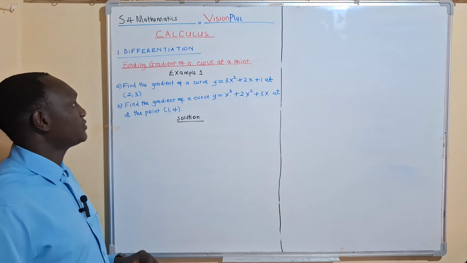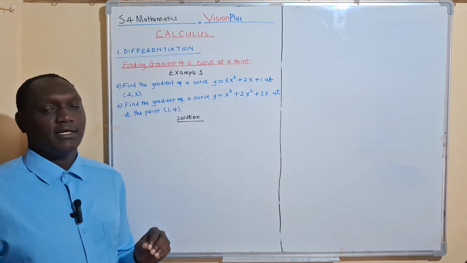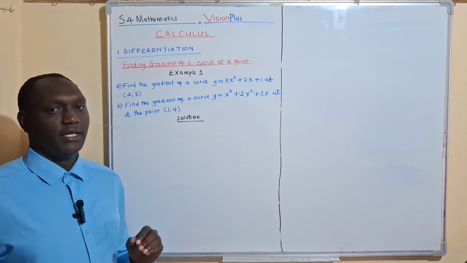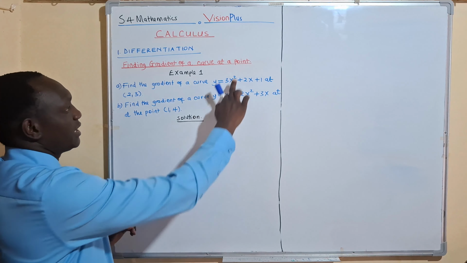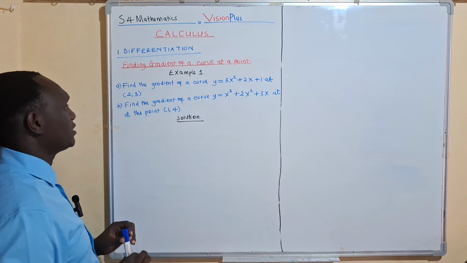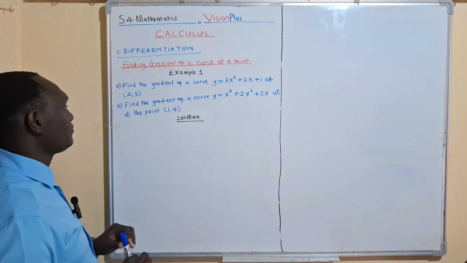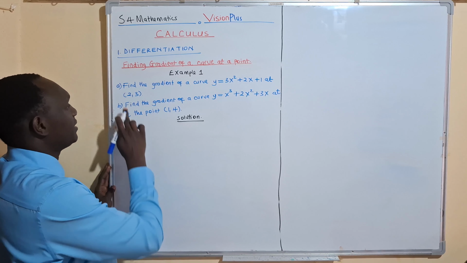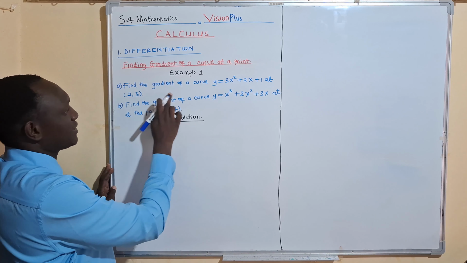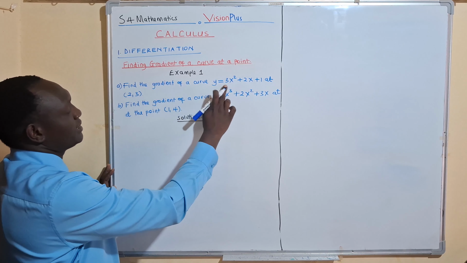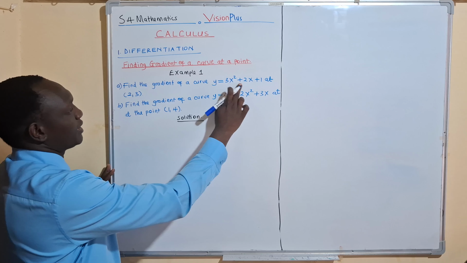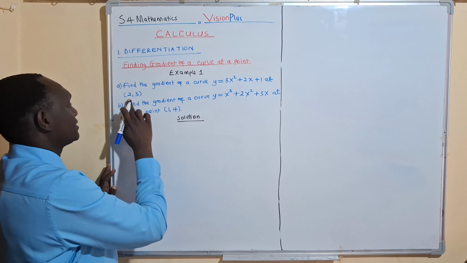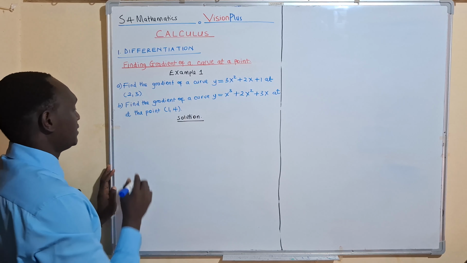Today we want to see how we can find the gradient of a curve at a given point. So straight away to example 1. Example 1 says, part A, find the gradient of the curve y equals 3x squared plus 2x plus 1 at the point 2 and 3.